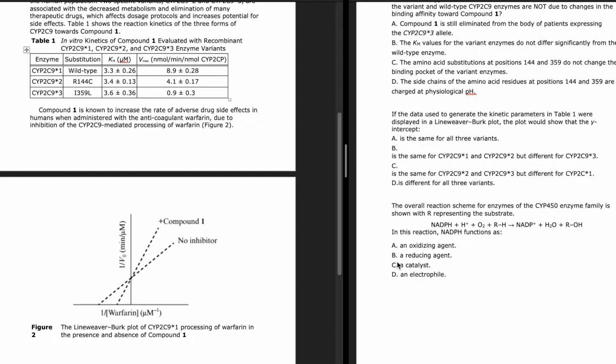B, a reducing agent? That fits exactly the background knowledge that I know, so I'm going to put maybe here. C, a catalyst? That doesn't really make any sense. Probably not. D, an electrophile? Again, that does not match this reaction scheme, so I'm going to say probably not. So I'm going to say the answer here is probably B, since that's the only maybe I'm left over with.